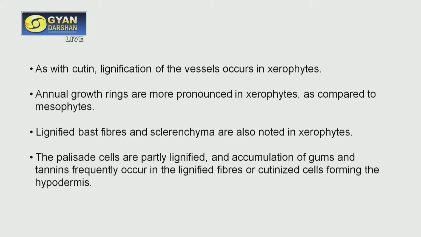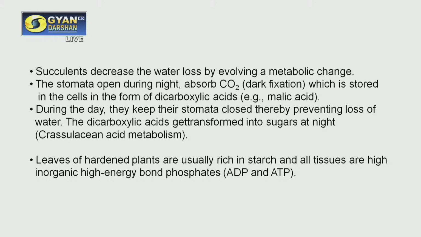Lignified bast fibers and sclerenchyma are also developed. Just remember that these were not present in hydrophytes. Palisade cells are partly lignified. And lastly, these types of plants have a very unique kind of metabolism called crassulacean acid metabolism.